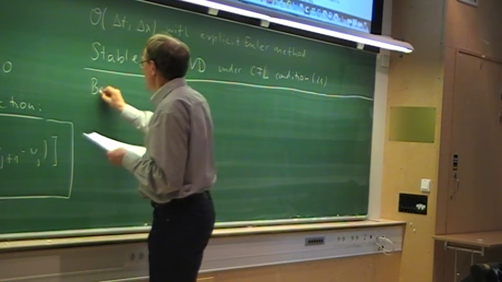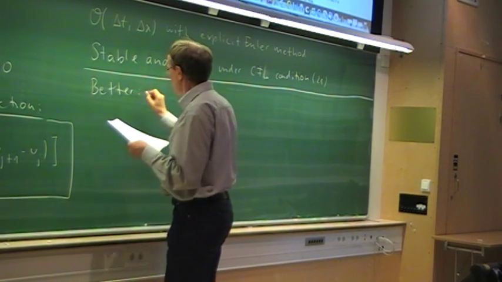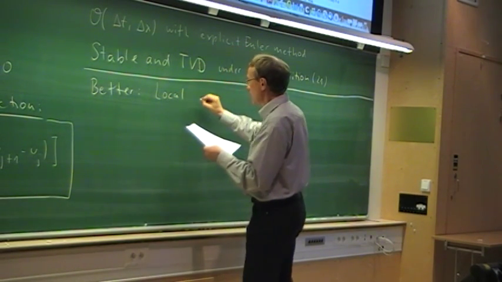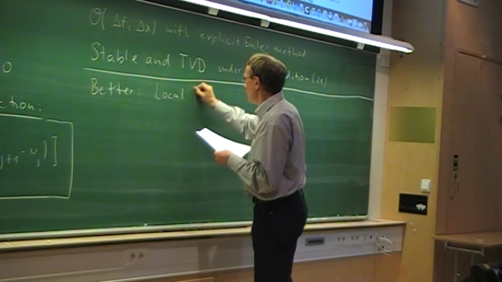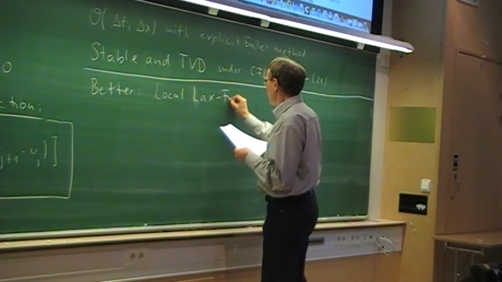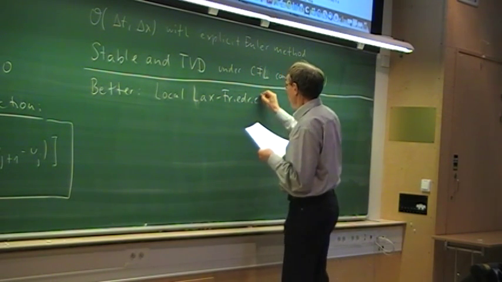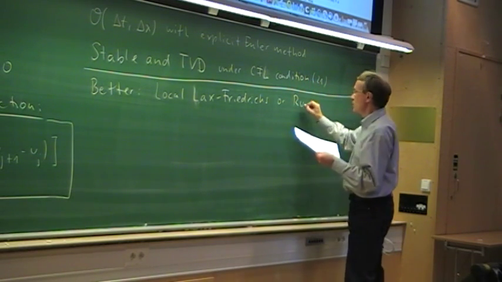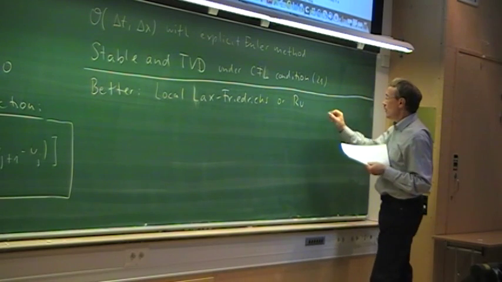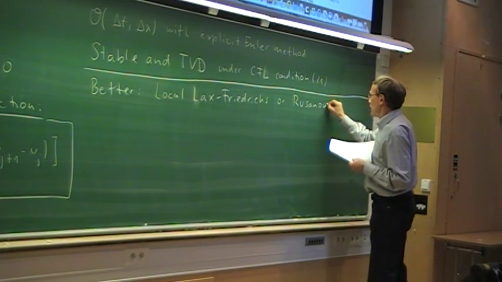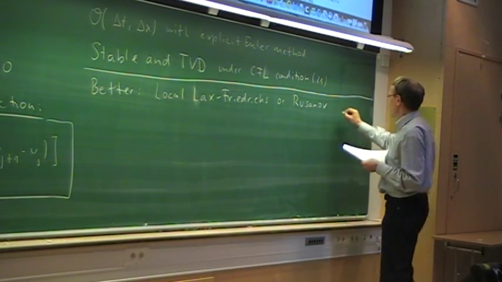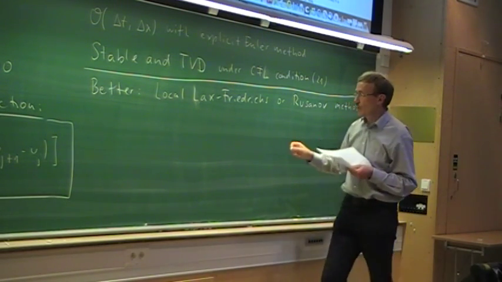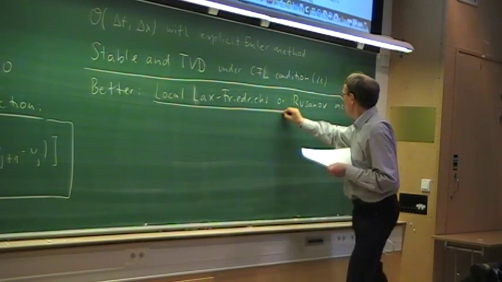is the following. That is called the local Lax-Friedrichs method. The local Lax-Friedrichs method. Or, so that is what it's called, say, in the US, but in Russia it would be called the Rusanov method, because it was originally due to Rusanov, the Russian scientist.